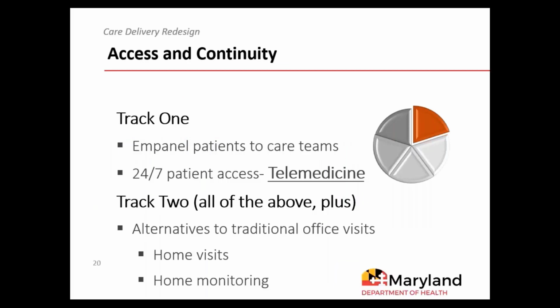So first is access and continuity. What this is about is a really important thing that says the more opportunities I have to connect with my patients, the better off I'll be and my patients will be. So first, it's understanding who your patients are, doing something called empanelment. Say, these patients belong to this doctor and this care team, and these patients belong to that doctor and that care team. And then providing those patients with 24/7 access, whether it's by telemedicine or a call-in number or something.